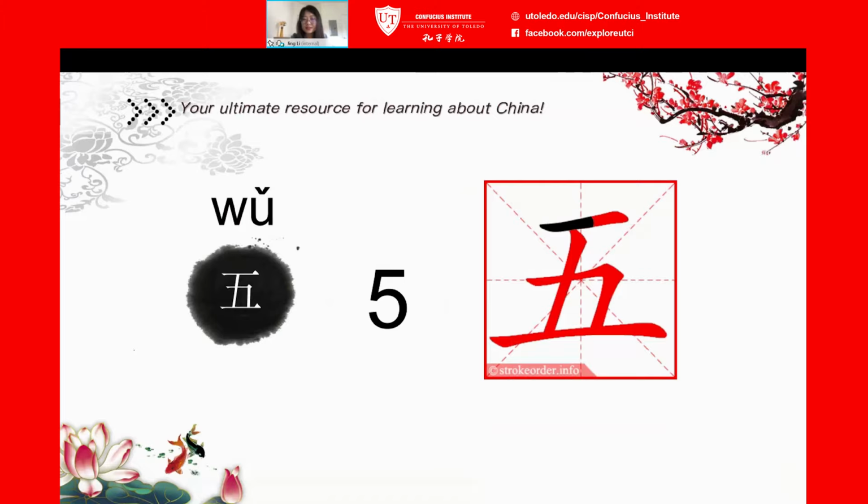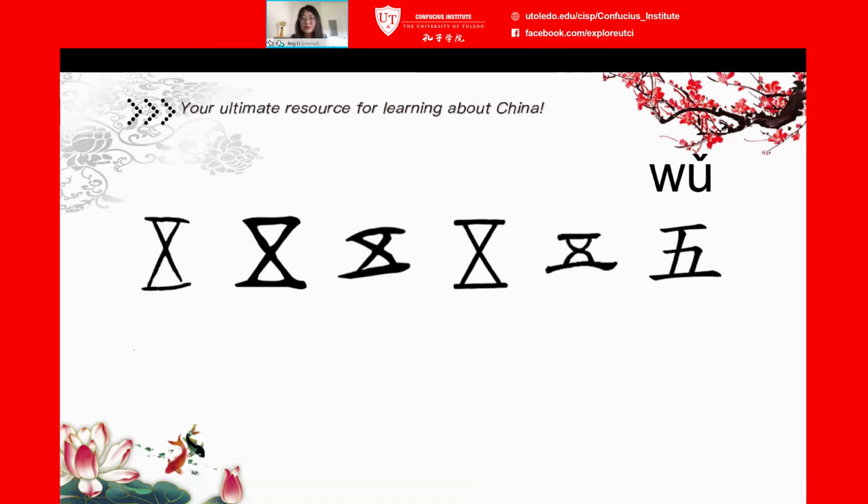So how does this Chinese character evolve? In ancient China, people used four counting rods to show number four, and five rods to show number five. You will wonder, how to distinguish number four and number five? People cross the two rods to distinguish.